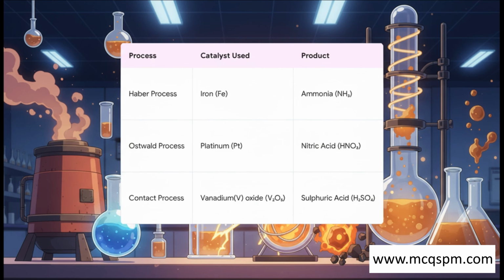We already talked about iron and the Haber process making ammonia. But then you have platinum, which is essential for making nitric acid, and vanadium(V) oxide, which is the key to making sulfuric acid, one of the most important industrial chemicals on the planet. These elements are the secret engines driving modern industry.